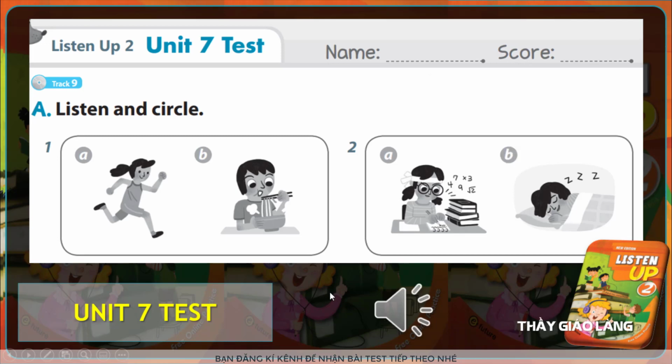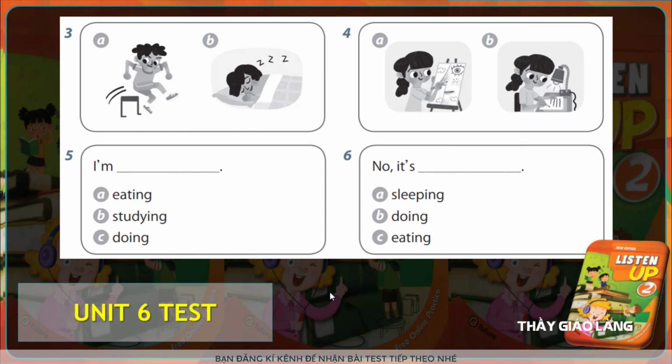Track 9. Listen up. 2. Unit 7. Test. A. Listen and circle. 1. What are you doing? I'm eating. 2. Sally is not studying. She's sleeping. 3. What is he doing? He's jumping. 4. Is she studying? No, she's drawing.